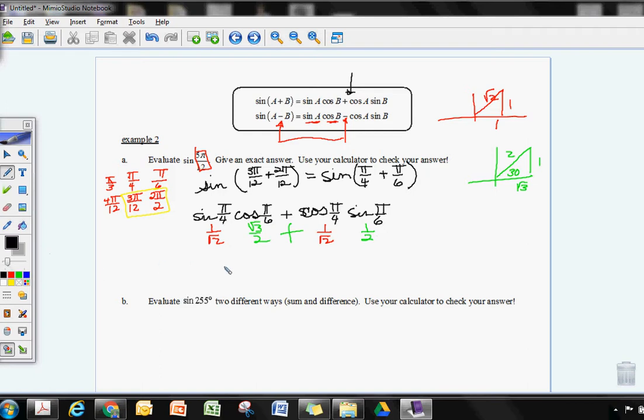So I end up with square root of 3 over 2 roots of 2, added on to 1 over 2 roots of 2, which I'm going to simplify to root 3 plus 1, all divided by 2 roots of 2.